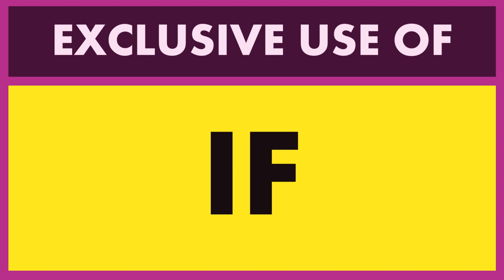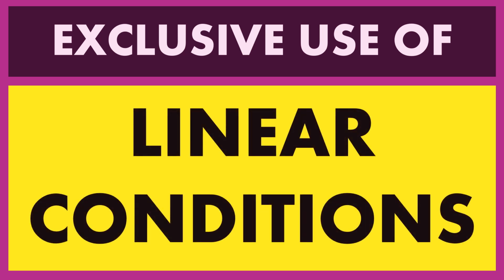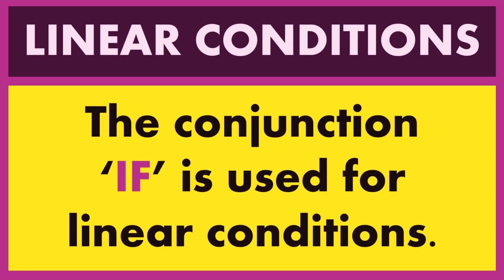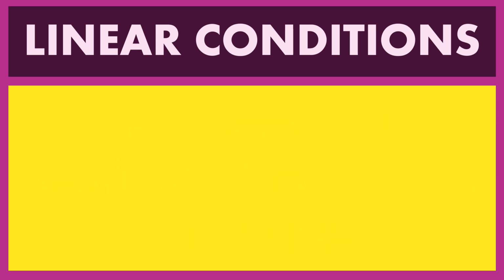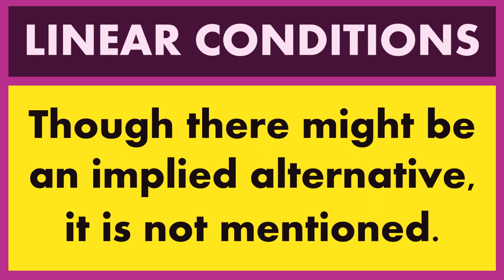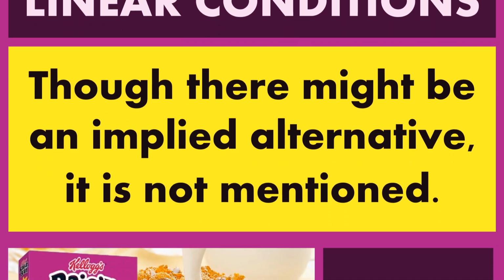There are also instances where we use the subordinating conjunction if exclusively, and that is linear conditions. The conjunction if is used for linear conditions, but let's understand and break down what exactly a linear condition is. This means that one condition leads to a specific outcome. Though there might be an implied alternative, it is not mentioned because we're just focused on the one condition and what it's going to lead to.